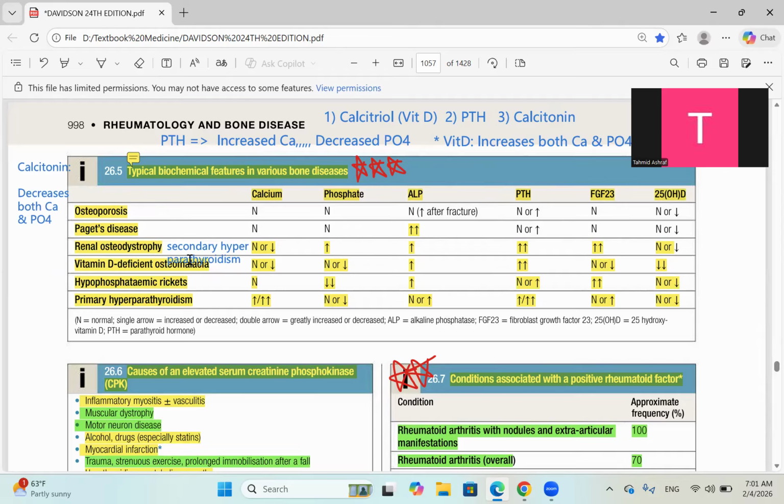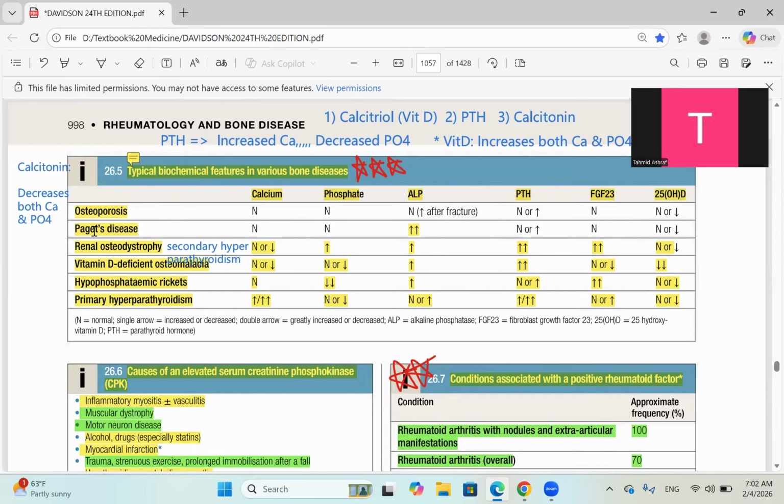So let's come again. In secondary hyperparathyroidism, the level of vitamin D will decrease. Calcium level decreases because of the kidney disease. Phosphate level increases because the kidney fails to excrete the phosphate. So in secondary hyperparathyroidism, there is kidney failure, so there is low calcium level and high phosphate level. The activated vitamin D level is decreased, parathyroid hormone level is increased, and alkaline phosphatase level is increased. So this is secondary hyperparathyroidism.